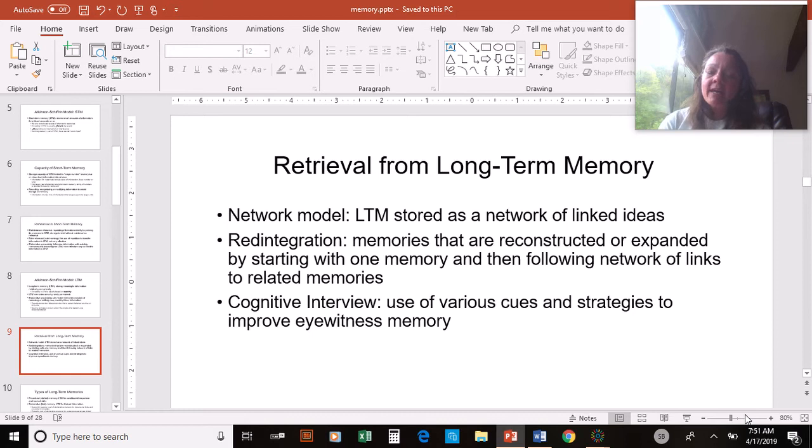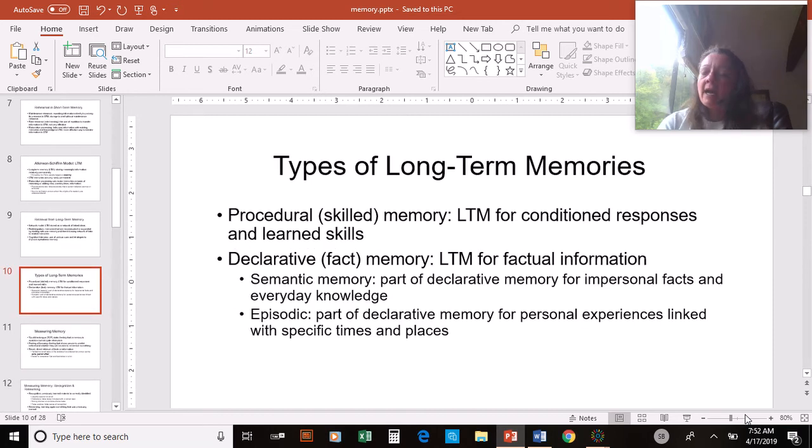And then we also have what we call the cognitive interview, where you use various cues and strategies to improve your memory. As you see there, it says eyewitness memory, and that is used a lot with psychologists and with people who have been involved in something that requires them to come into court and testify in front of a jury. A lot of the time you use cues, like think about watching Law and Order or something like that.